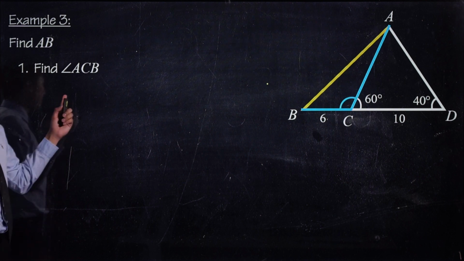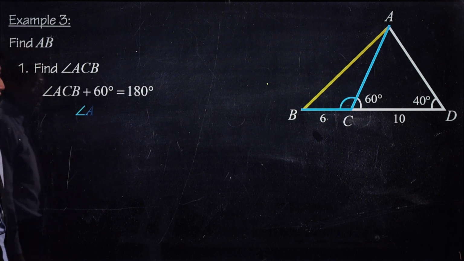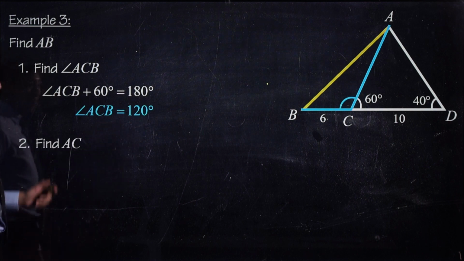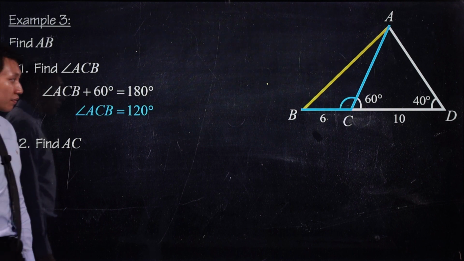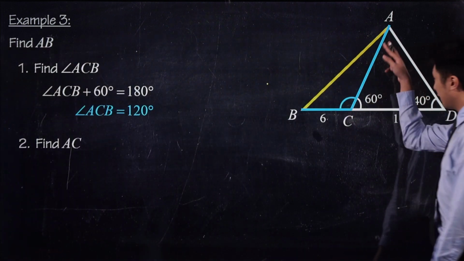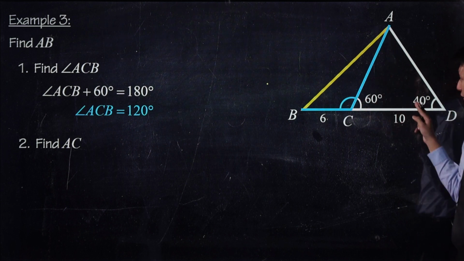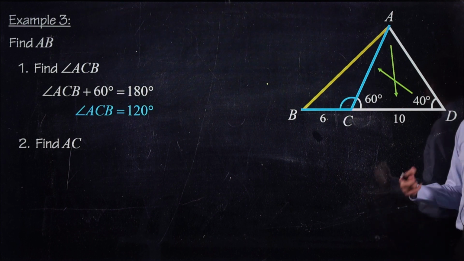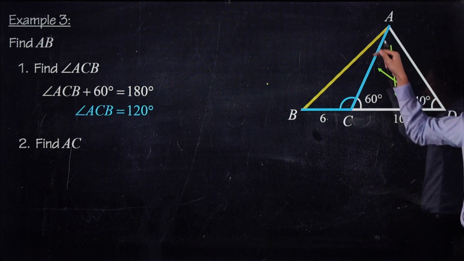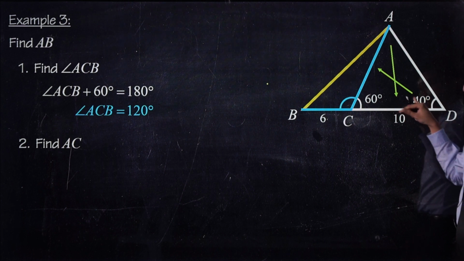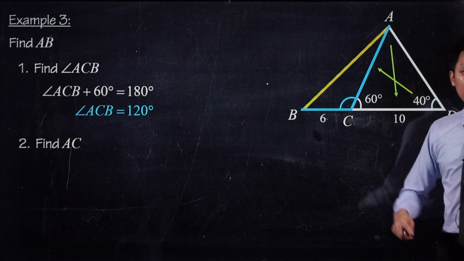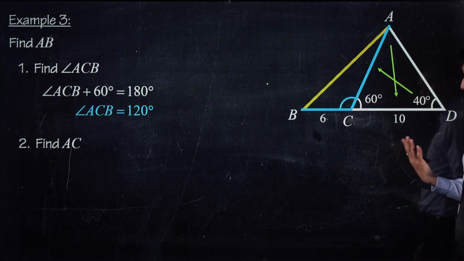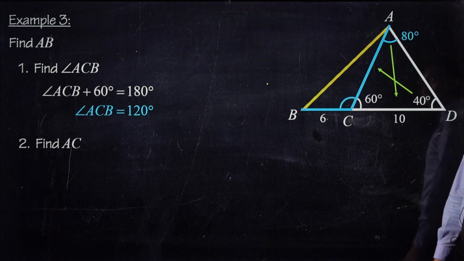So first we find ACB because it's very simple, like I said already. So ACB is 120. Next, you want to find AC. How do you find AC? Now this is a triangle, 60, 40, the other side should be 80. You know this is 80, you know this side, and you know this is 40, so you can find this side, correct? When you have three sides of the cross, then you can find the other side. So this one will be 80, easy.